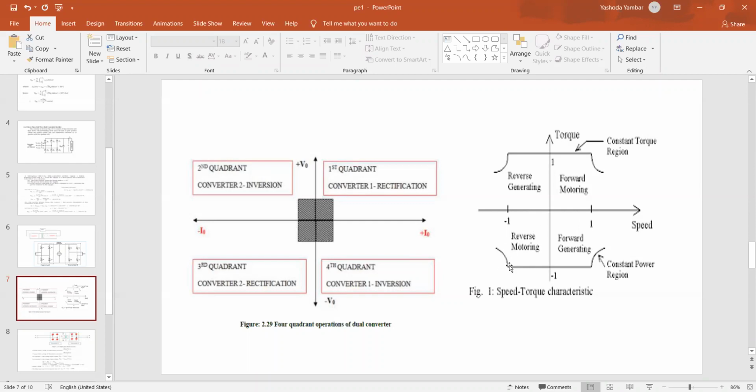So what is this 3rd quadrant? We'll see it now. The 1st quadrant is motoring, the 4th quadrant is forward generating, and the 3rd quadrant is reverse motoring. Under reverse motoring, the voltage and current will be negative. Imagine the electric train has to move back. The train will move on the railway track in the forward direction as well as the backward direction. You might have seen MMTS. Anyone tell me what is the full form of MMTS?